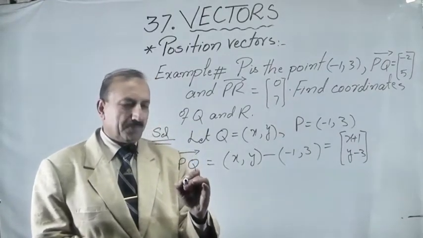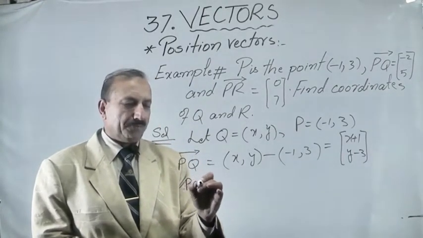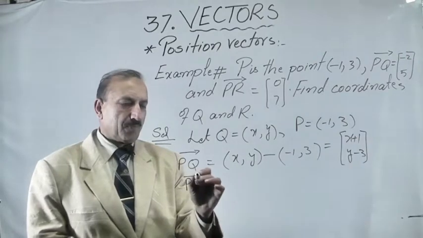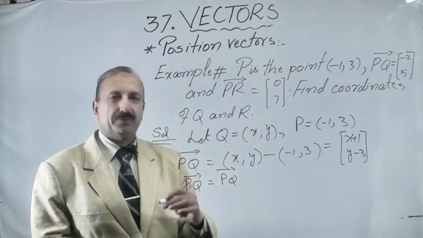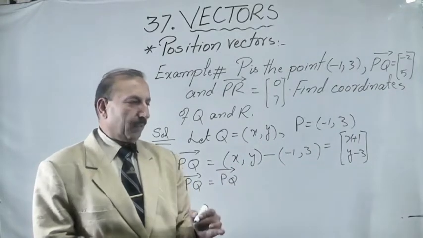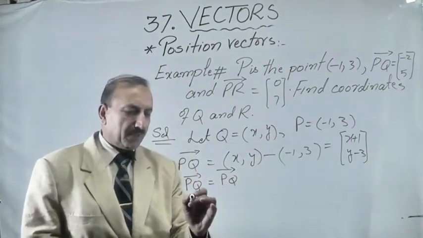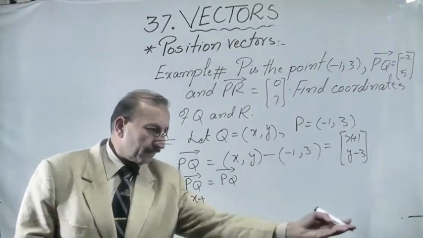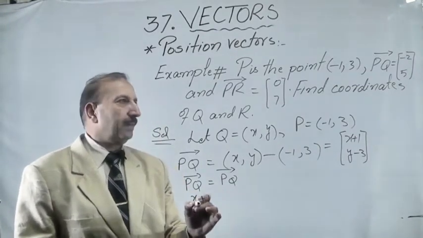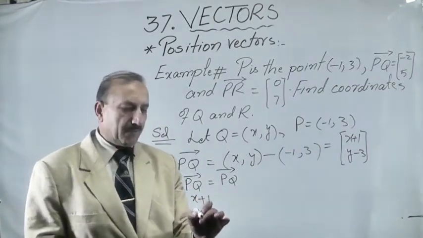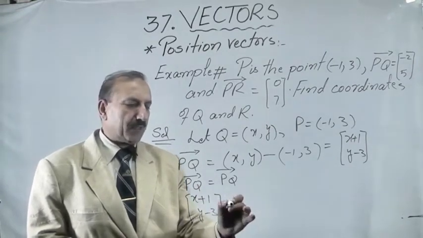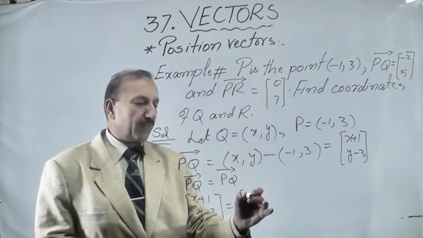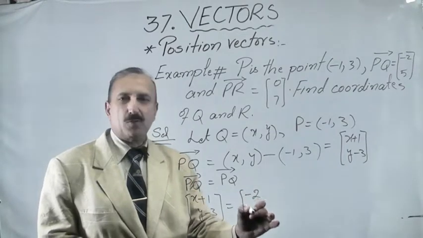Here is PQ is equal to PQ. Both vectors are same. Let's write their values here. This is x plus 1 and y minus 3, and the second PQ vector is already given in the question. This is minus 2 and 5.